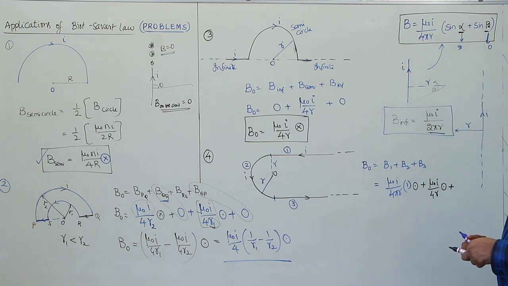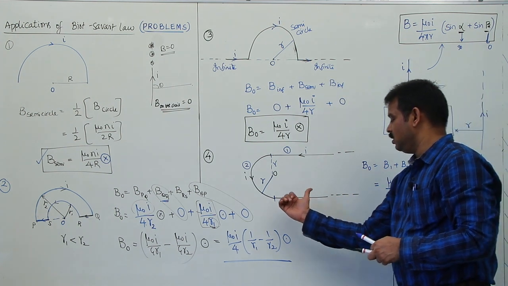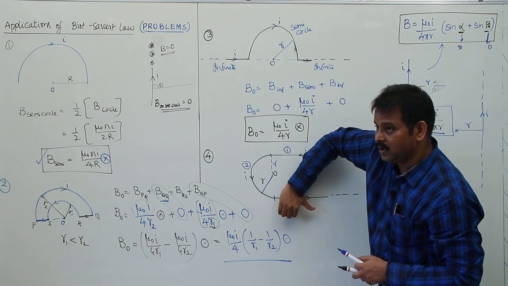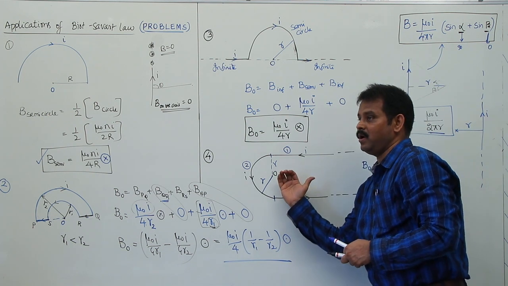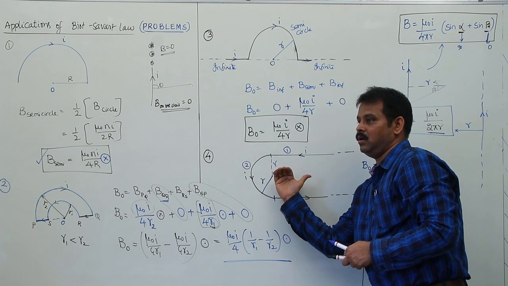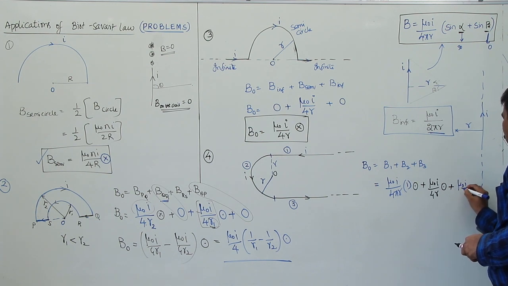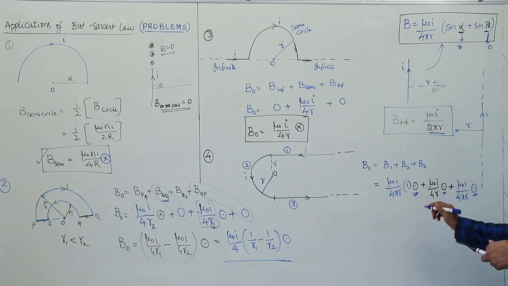Plus, what is the magnetic field due to this straight wire at this point? Here current is flowing like this. I want the magnetic field here. Don't keep fingers like this here, because you are not finding the magnetic field here. You are finding the magnetic field above the wire and outside. So this will be mu naught I by 4 pi r. This is also outwards. You can see all the fields are acting outwards only. So we can add all these three.